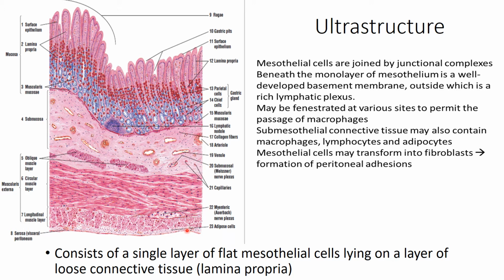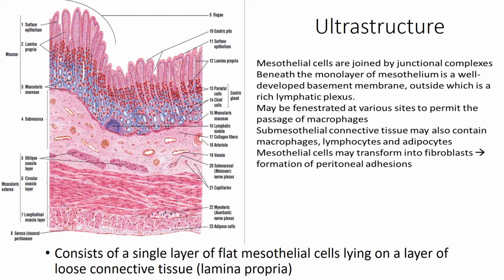And like epithelial cells, these mesothelial cells are also joined by junctional complexes, and beneath this single layer of mesothelium is a well developed basement membrane on which they rest, and outside this is a rich lymphatic plexus in the lamina propria. Now these may be fenestrated at various sites. They are porous and they permit the passage of macrophages.